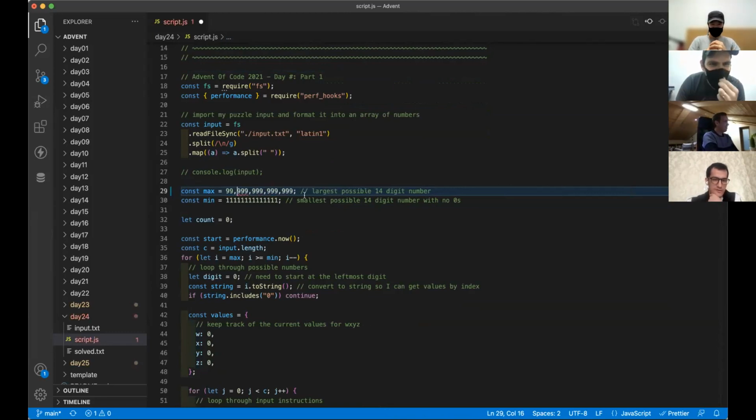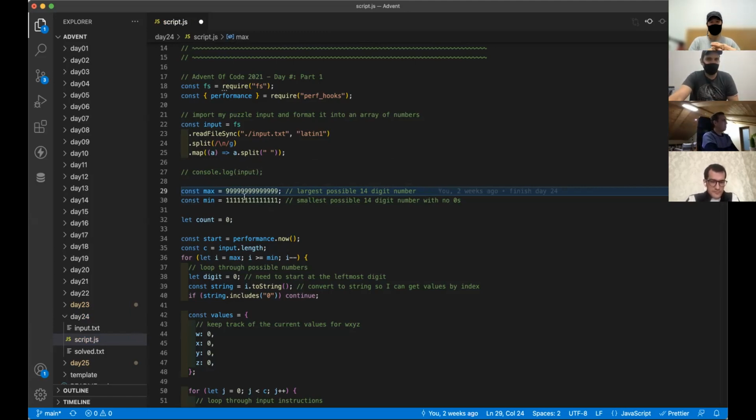99 trillion, so pretty much 100 trillion, down to only 11.1 trillion. But I'm checking every number in that range, without zeros.